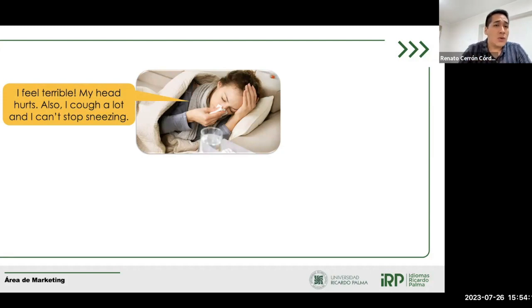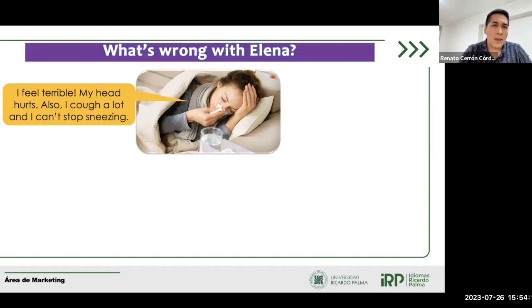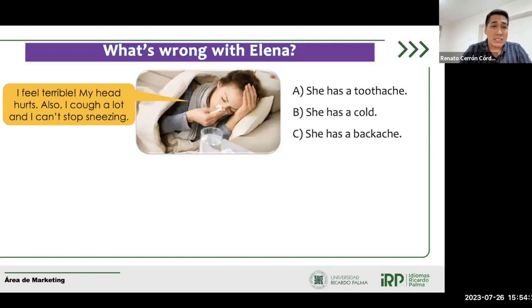So, based on her symptoms, guys, I would like you to answer this question. What's wrong with Elena? I'm going to give you a couple of ideas, and you guys are going to tell me what the answer is. Letter A, she has a toothache. Letter B, she has a cold. Or letter C, she has a backache. So what's the answer, guys? Yes, that's right. She has a cold.